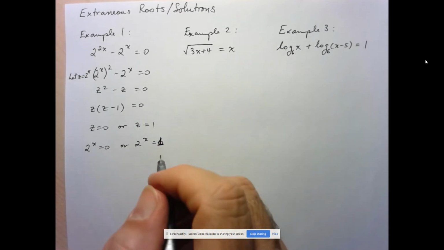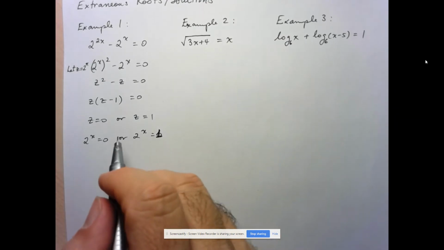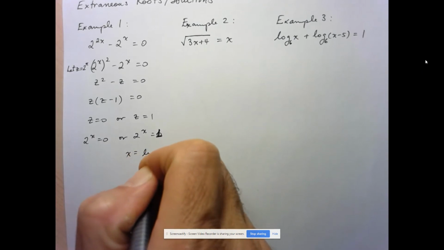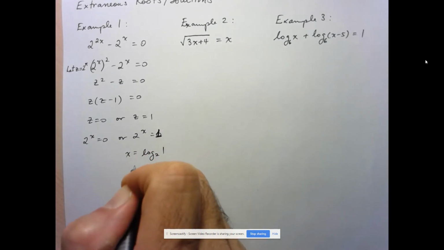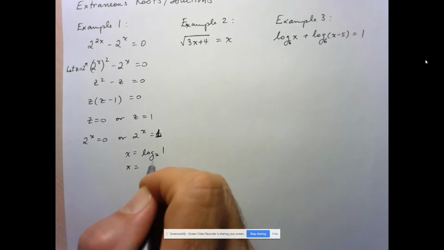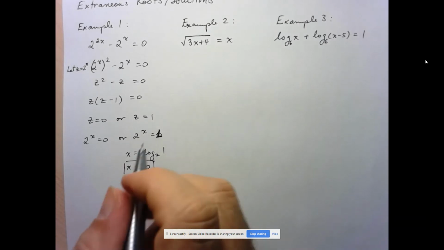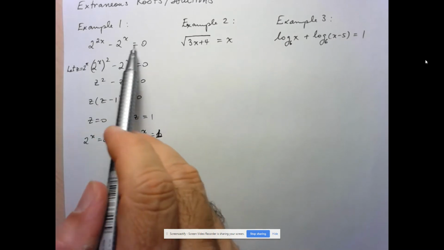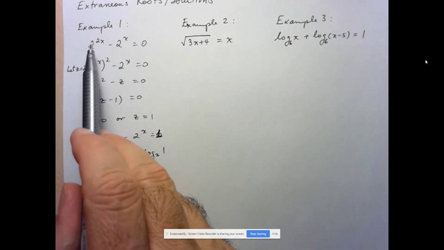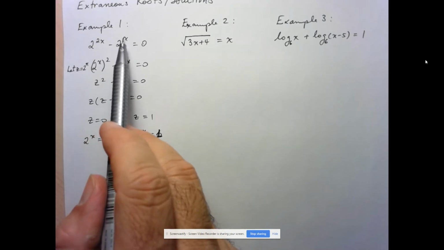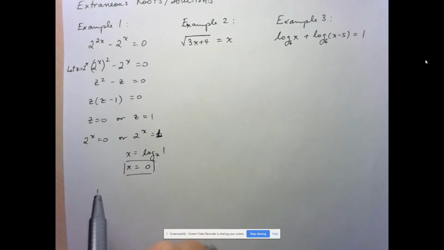Okay, and in order to solve these, well, I can probably just figure it out on my own, but let's say I use logarithms to solve these. So on this one here, x is going to be equal to log base 2 of 1, and of course log base anything of 1 is always going to be 0. So there's one answer, and if I put that back into my original equation, what do I get? 2 to the 2 times 0, so 2 to the 0 is 1, minus 2 to the 0 is 1, 1 minus 1 is 0, so that works out.